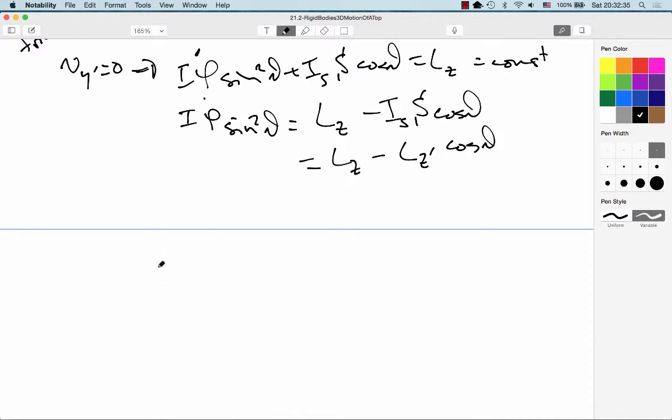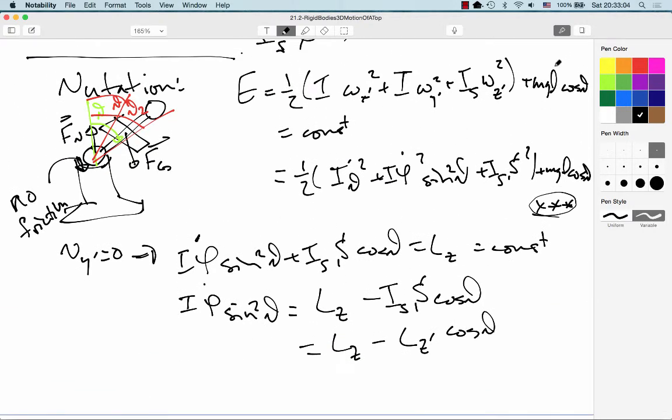So finally, we get that phi dot will be equal to (LZ minus LZ prime cos theta) over I sine squared theta. Okay, now that looks like a mess, but look at that for just a moment. When you look at this, the phi dot, there's nothing that depends on time or anything like that. This depends solely on theta. So when we put that back into our energy relation here, we're going to get an expression for this guy that depends solely on theta. And that's going to allow us to clean this up quite a bit.